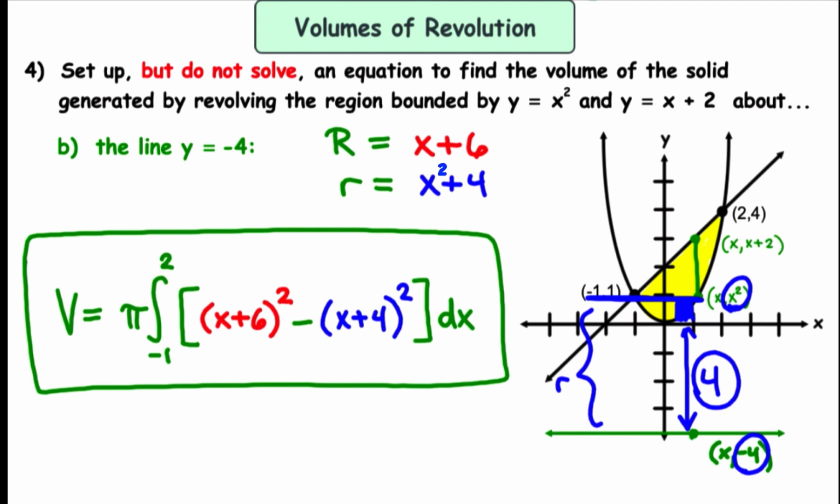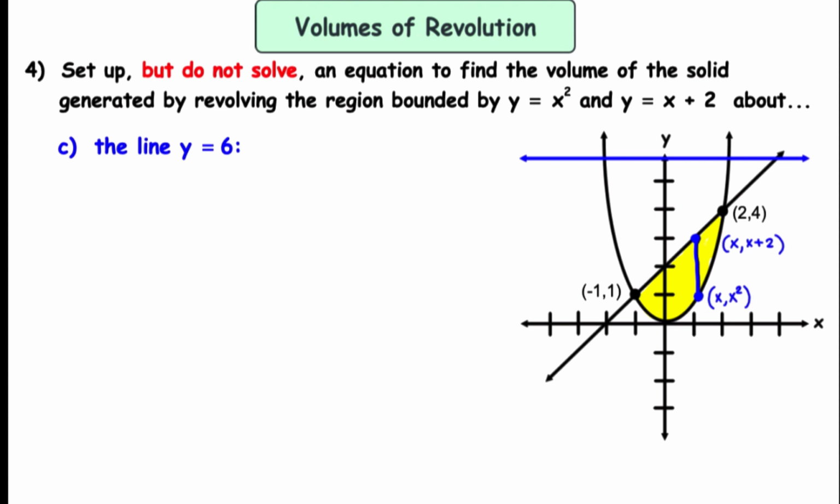Okay, last one on number 4, part C. This time, we're going to revolve around the line y equals 6, which is up there in blue. Let me put another point on that, x comma 6. Again, not surprisingly, with a bunch of white space in between the yellow region and the horizontal line y equals 6, it's going to be washer method once again.